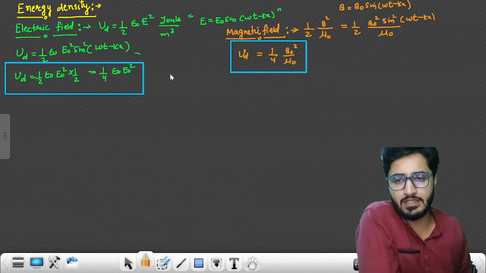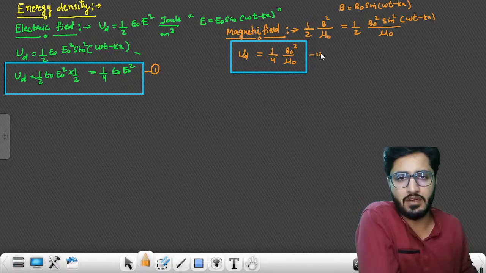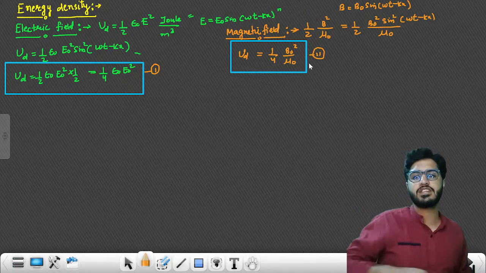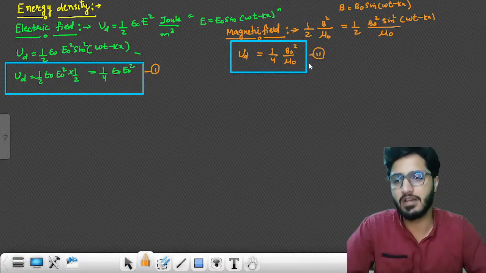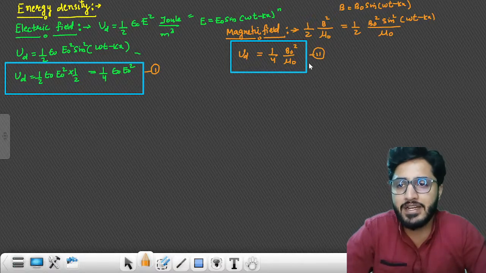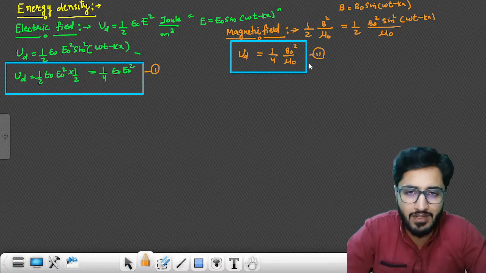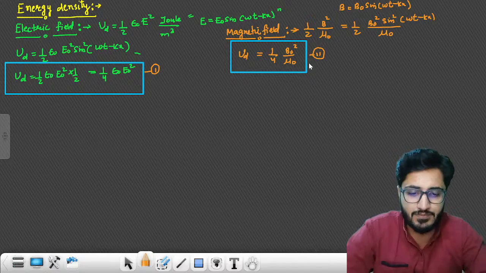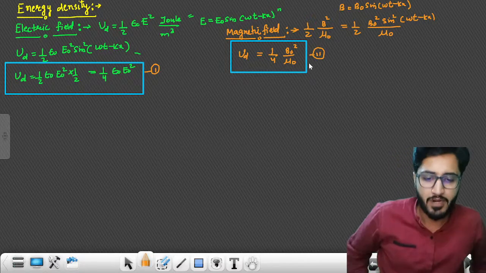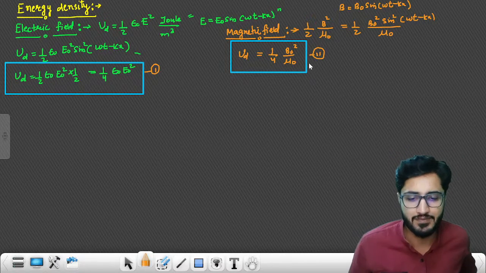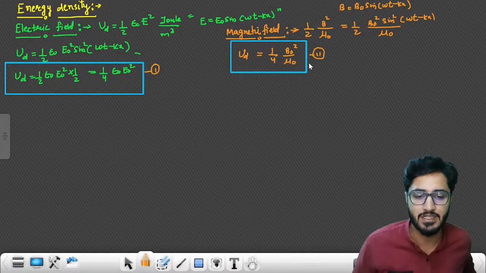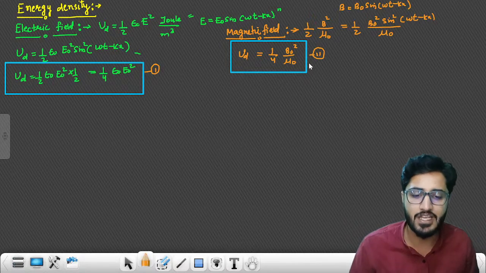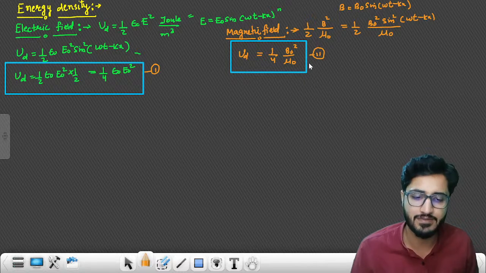So left side equation first, right side equation second. Equation first is energy density. Left side is energy density in the form of the electric field. Right side is energy density in my magnetic field. Done. But it is all about energy density. Now let us talk about the average value of energy density.